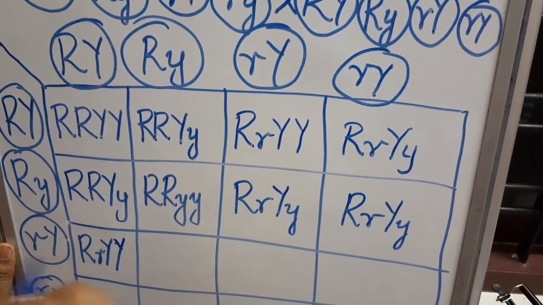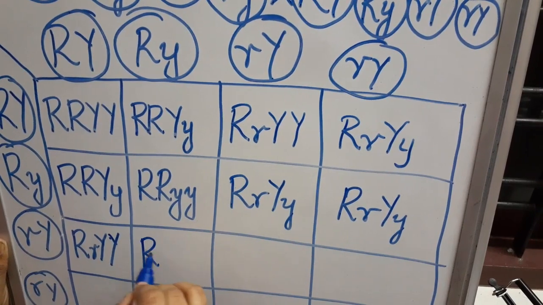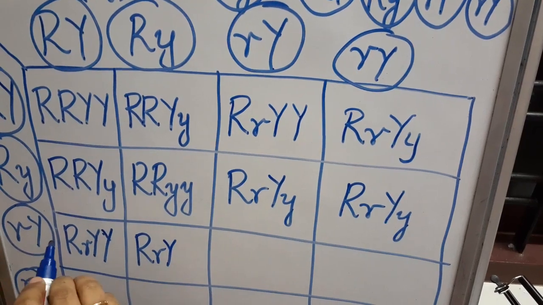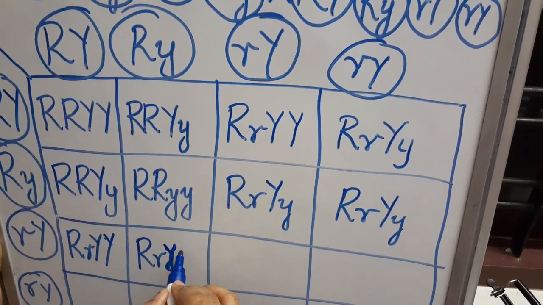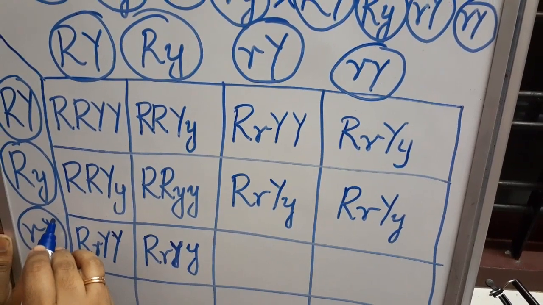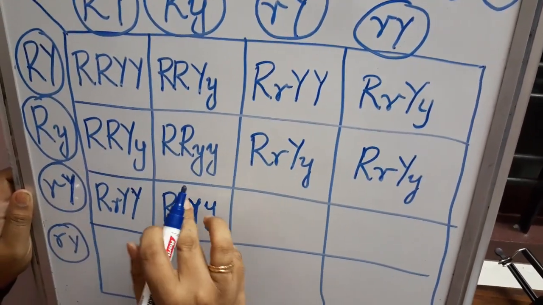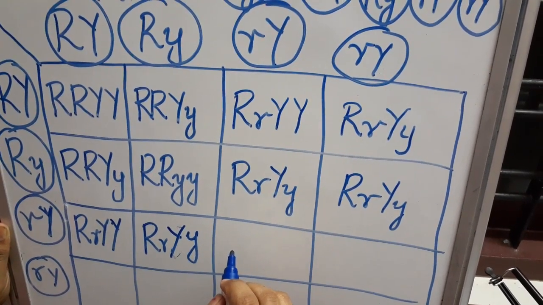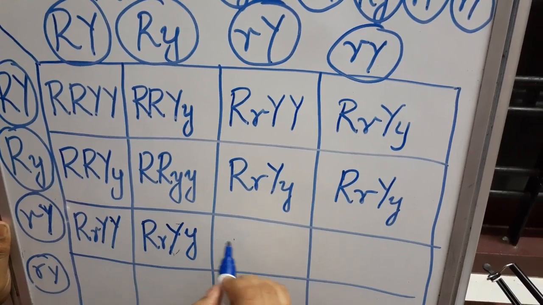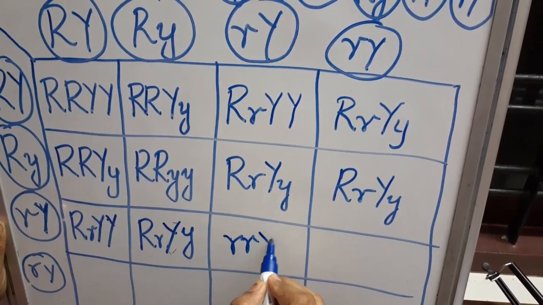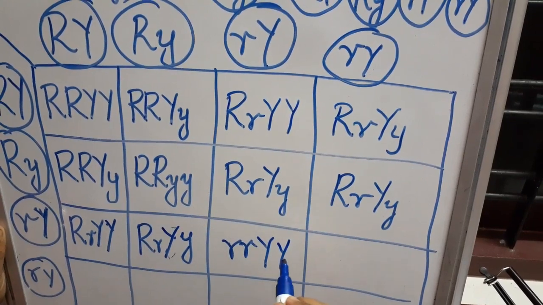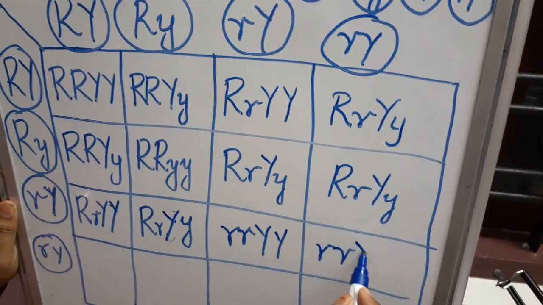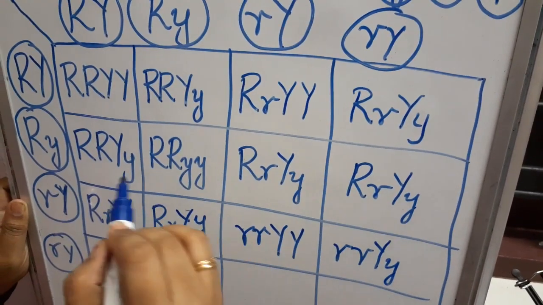Sorry, capital Y. Next one capital R, capital Y. It is small y. Okay, this is small y. Sorry, this is capital Y only. This is capital Y. Then, okay. Next one, capital R, sorry, small r, capital Y. Next one, small r, capital Y, small y. Okay.